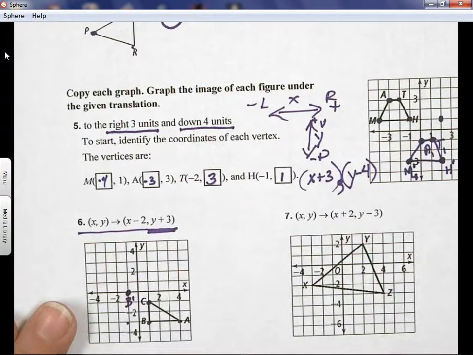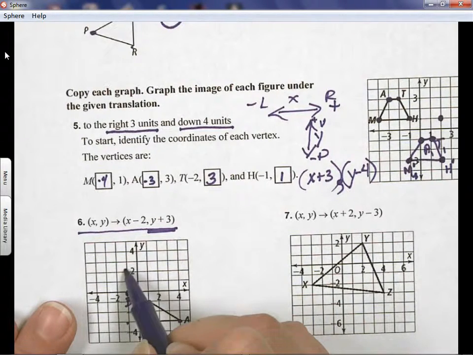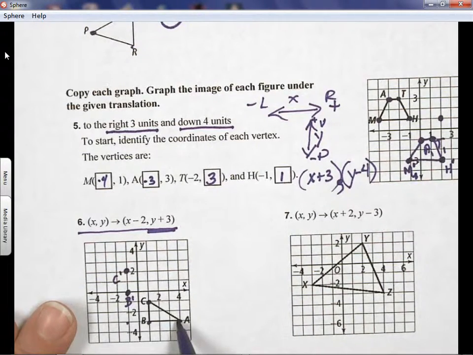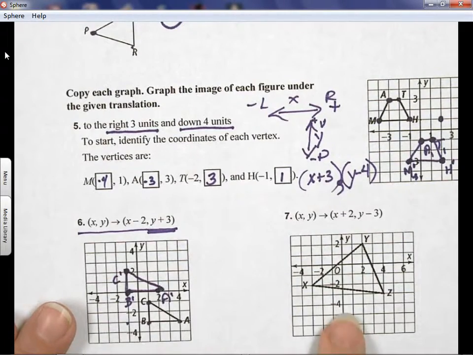And then I would do the same thing here with C. I go up, we could go left 2 and up 3. So there is C. And for A, we would go left 2 and up 3. And so that would be A. And then we have our shape. That's called translating. So you need to do 7 here on your own.